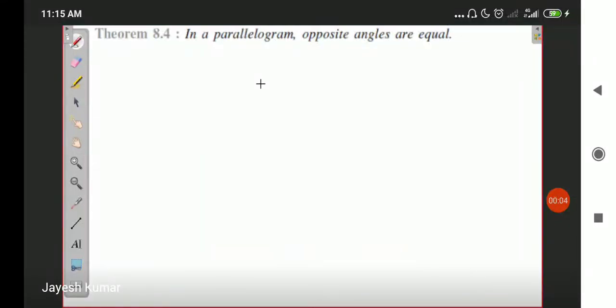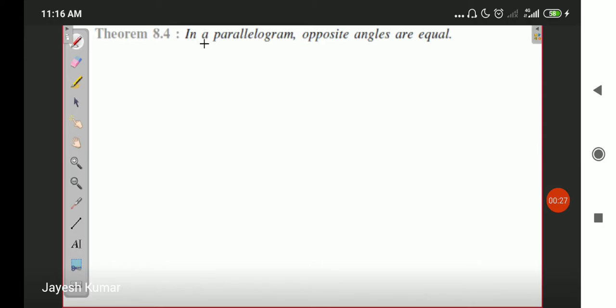We have discussed theorems 8.1, 8.2, and 8.3, and proved them as well up to this point. Now we are moving on with theorem 8.4. So we'll start with the statement of the theorem. Keep in mind you have to write down the statement of the theorem as well as the proof in your class copies.